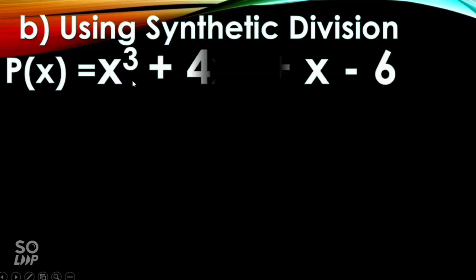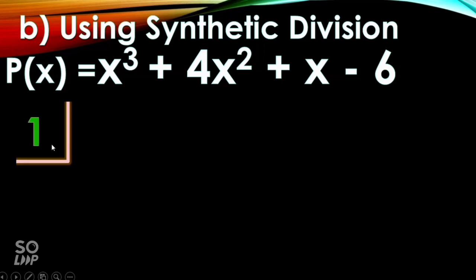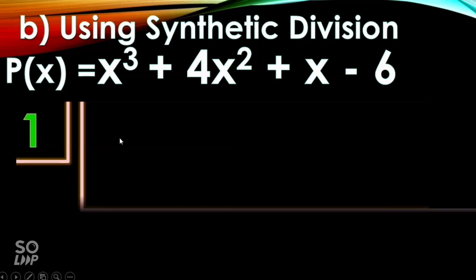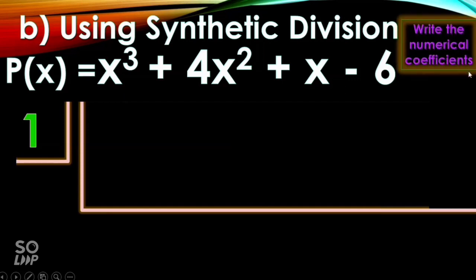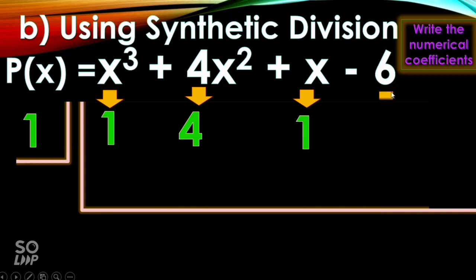Okay, so again, using synthetic division, we have p of x equals x cubed plus 4x squared plus x minus 6. Okay, yung value ng x na nakuha natin kanina, ilalagay natin sa may upper left corner. Okay, and then the next step is isusulat natin yung mga numerical coefficient ng bawat term ng polynomial natin. Okay, we have 1. Next, we have 4. And then, positive x. Wala tayong nakikitang number. So, 1. Pag wala tayong nakikitang number, that is always 1.